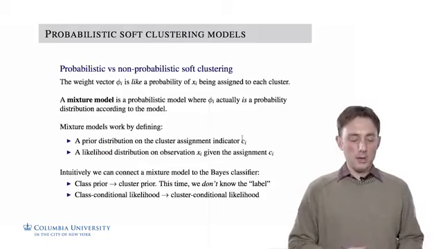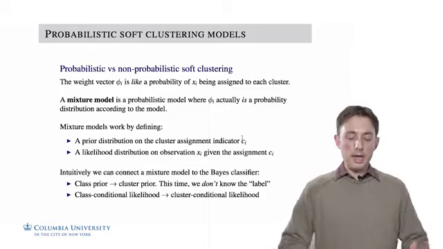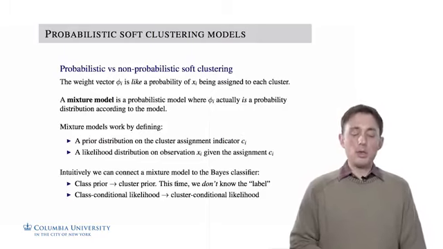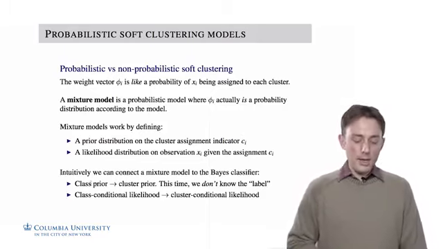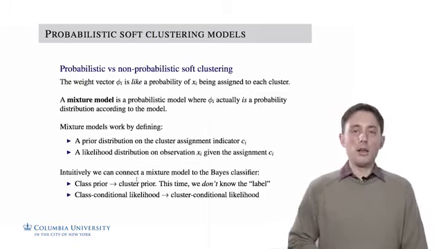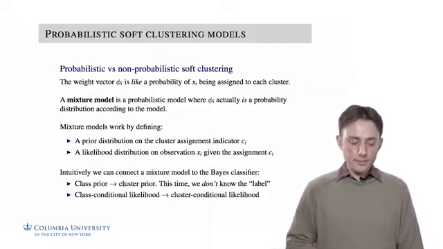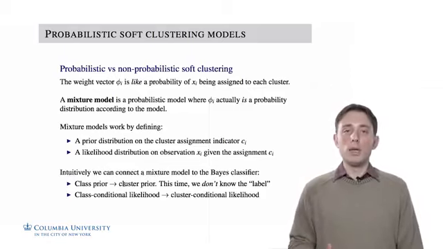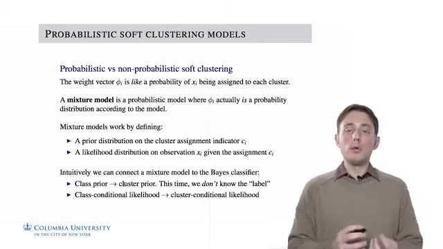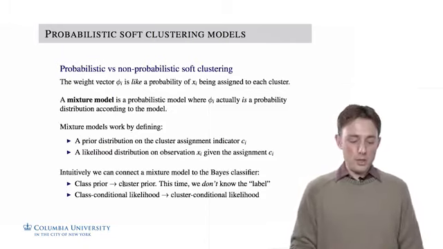Intuitively, something to keep in the back of your mind that we'll return to is the connection between the ideas of mixture modeling and the Bayes classifier that we discussed previously. This will become more clear as we go on, but we can think of the class prior in the Bayes classifier model as now becoming a cluster prior. So it's the prior on a particular data point coming from a particular cluster, except this time we don't know the label. Previously, each cluster was like a class, and we knew the label for each observation, and therefore we knew which cluster it came from. Now we don't know that information.